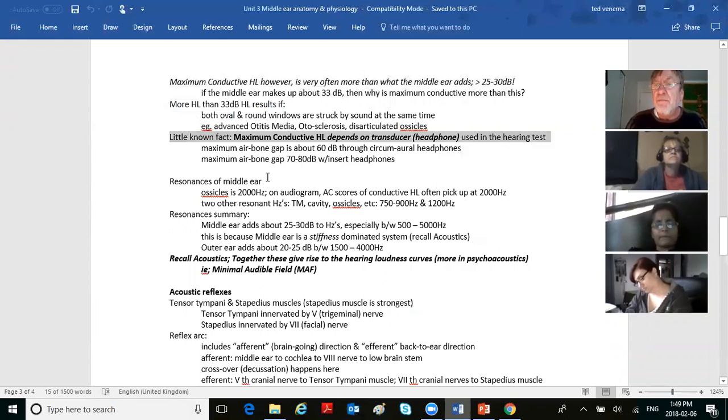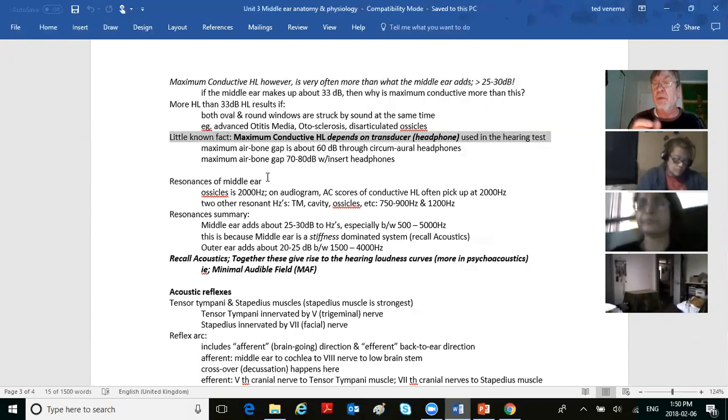The maximum measurable conductive hearing loss, and always remember what conductive hearing loss is. Hearing loss that results from a blockage of sound getting to the inner ear. Problems with the outer ear, problems with the middle ear, those both cause conductive hearing loss. Problems with the inner ear cause sensorineural hearing loss. Different kettle of fish.